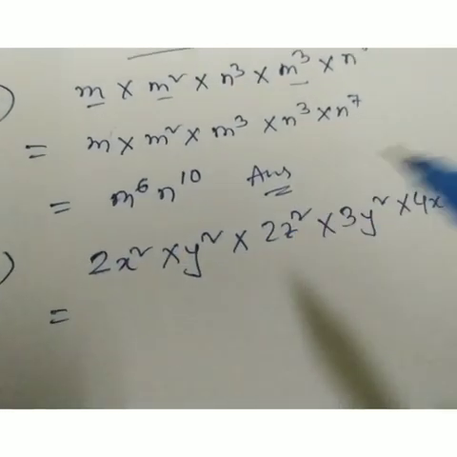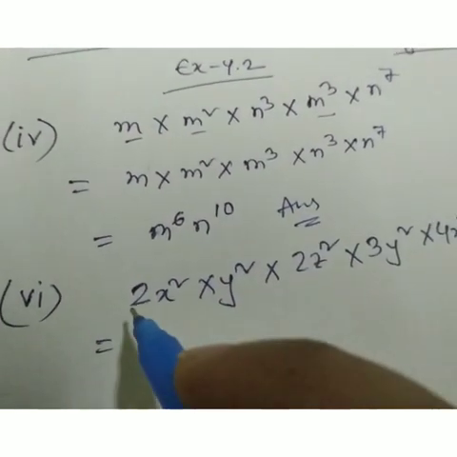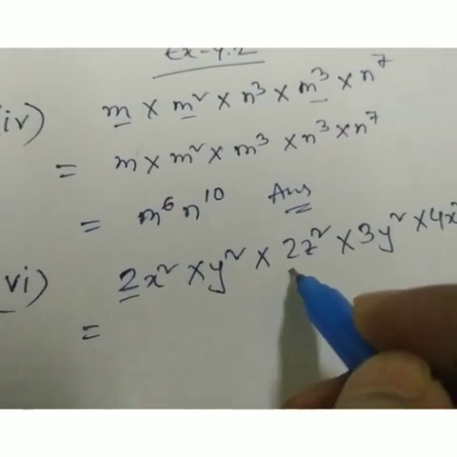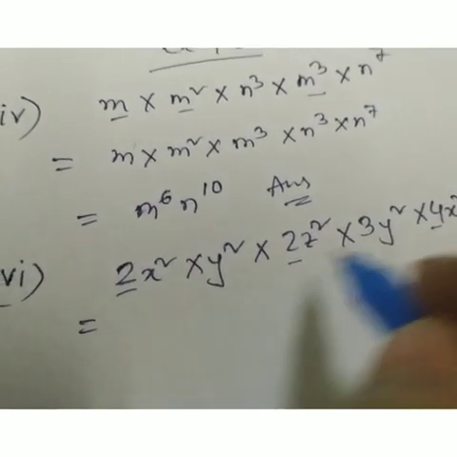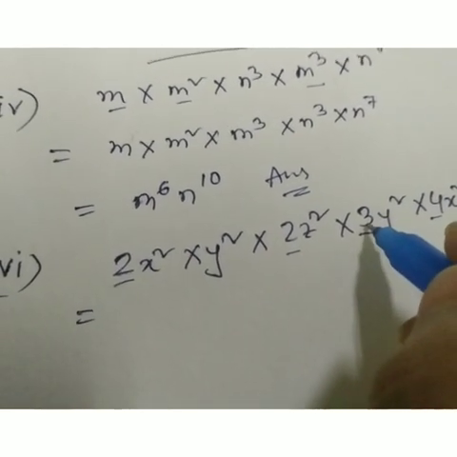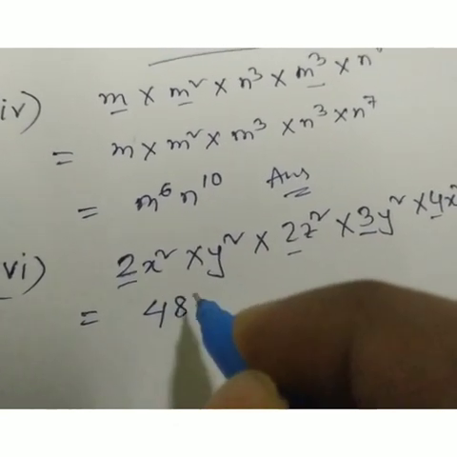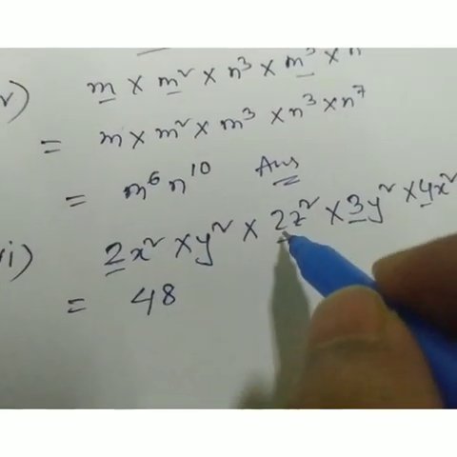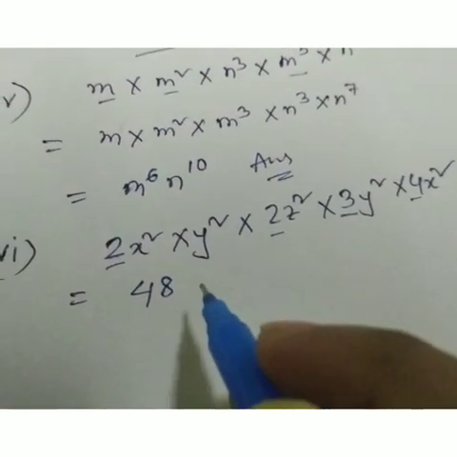As I told, first of all we need to multiply the numbers. So what do we have? 2, 2, 4 and 3. 2 into 2 is 4, 4 into 3 is 12, 12 into 4 is 48. Got it? So 48 done.